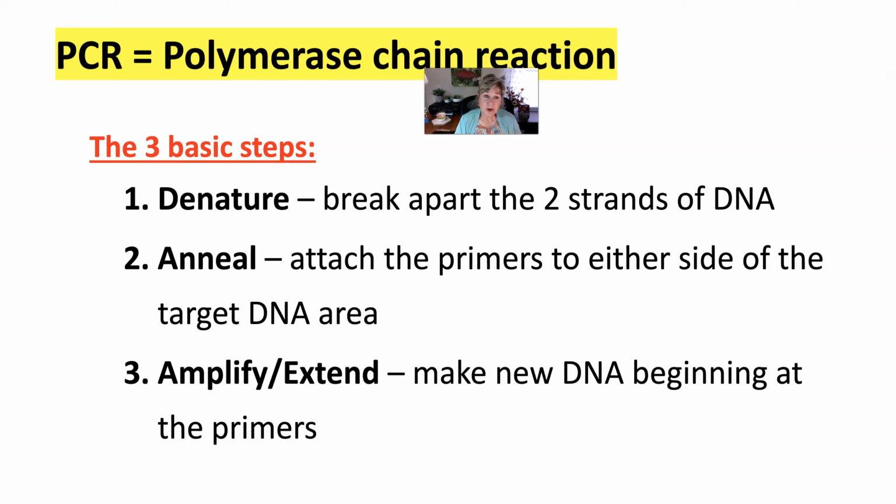I know that I described that this is a way to copy DNA, but you can also copy any RNA there by adding a few extra steps. So here are the 3 basic steps to PCR. Denature. You have to break apart those 2 backbones of the double helix of the DNA because you got to get to those bases that are actually connected when the double helix is all together. So denature means to break apart the 2 strands of DNA.